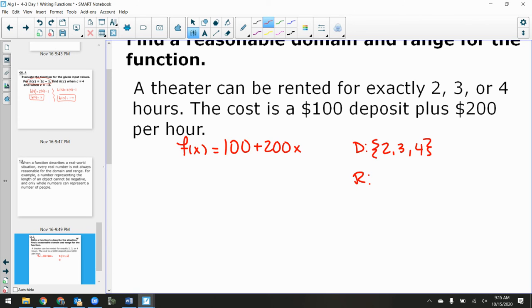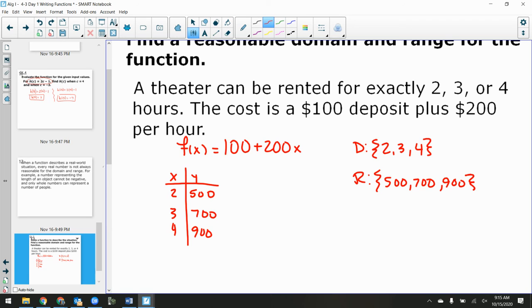Now, it says to find the domain and range. How do I find the range when the x value is 2? I got to plug it in. I got to plug in 2, 3, and 4. I plug in 2, I get 400 plus 100 is 500, 700, 900. So my reasonable range would be either $500, $700, or $900. So that is function notation. Questions about that?